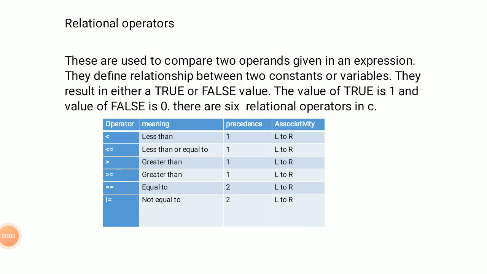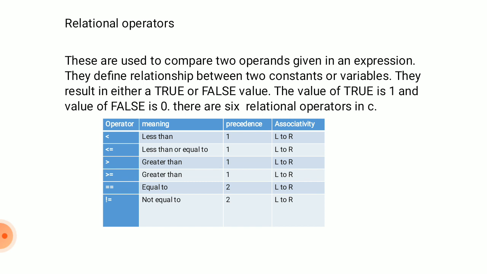Hello everyone. In this video we will discuss another group of binary operators, that is, relational operators. Relational operators are also called binary operators, and they are used to compare two operands given in an expression. If there are two constant values or two variables, it just compares those operands, and they also define the relationship between two constant values or two variables.